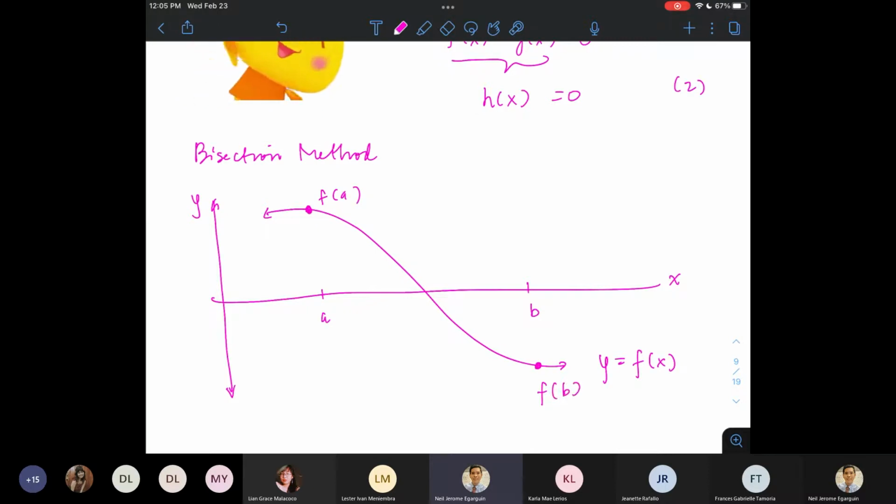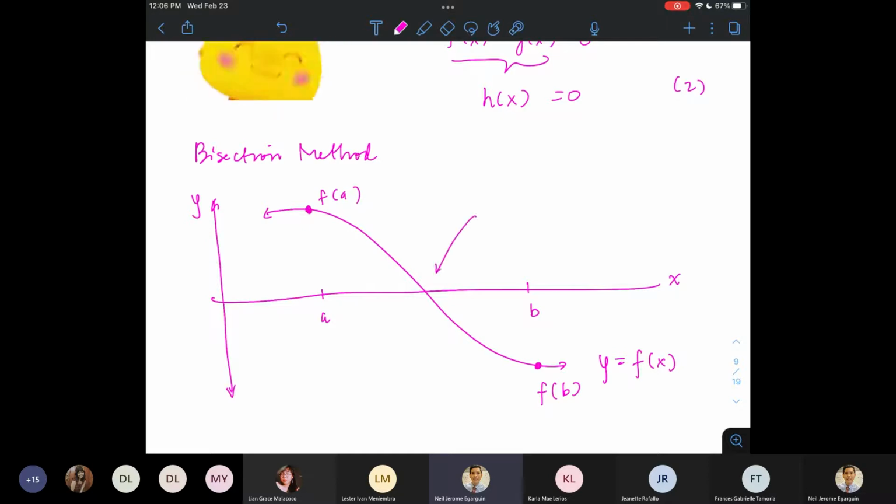F of B is negative. They have opposite signs. So by the intermediate value theorem, I am sure that there exists a number R between A and B such that f of R is equal to 0, provided f is continuous, right? The function is continuous, and f of A and f of B have different signs. So therefore, 0 is between f of A and f of B. So I'm sure, by IVT, there exists a root between A and B.